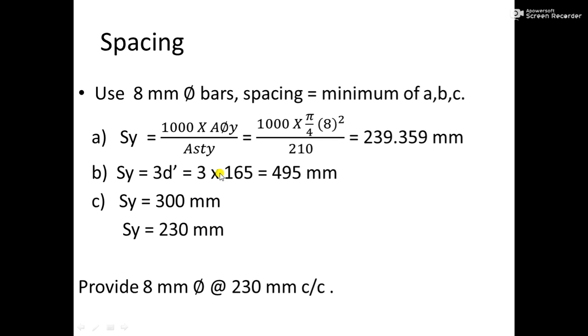Then spacing of steel along y direction, use same formula, width into area of one steel bar divided by total Ast along y direction, that is minimum steel area, that is 210. That spacing comes to be 239.35 mm, and minimum should be 3d dash or 300 mm, and minimum is 230 mm, say 230 mm. So provide spacing along y direction as 230 mm. So provide 8 mm diameter bars at 230 mm center to center.